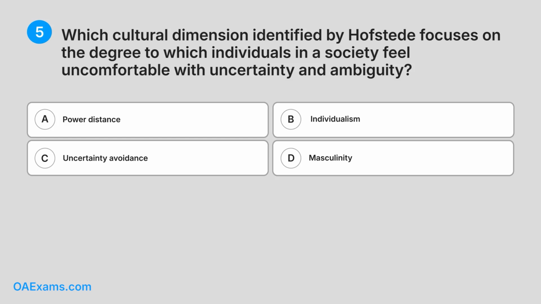5. Which cultural dimension identified by Hofstede focuses on the degree to which individuals in a society feel uncomfortable with uncertainty and ambiguity? A. Power distance. B. Individualism. C. Uncertainty avoidance. D. Masculinity. Do you know the answer?